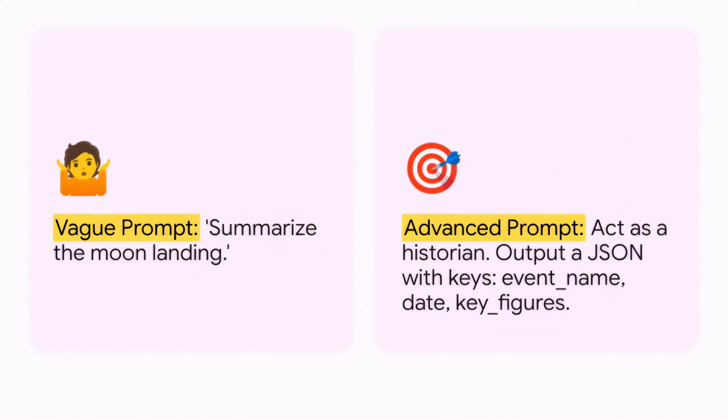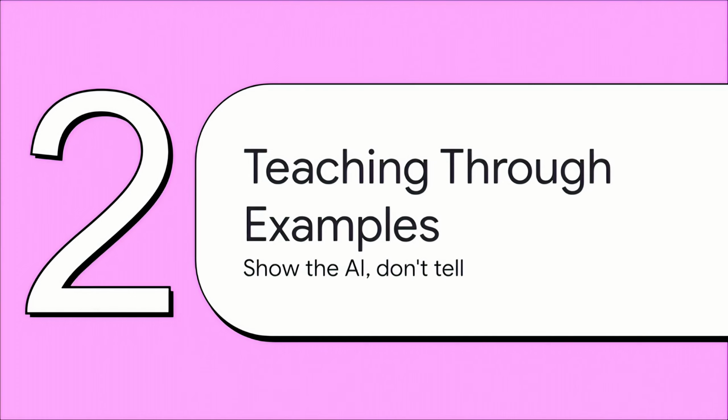And just look at the difference here. The vague prompt, summarize the moon landing, who knows what you'll get back, right? It's a total gamble. But the advanced prompt, it's in a whole other league. We've given it a role, a neutral historian, which locks in the tone. And even more importantly, we've set a constraint for the format, a JSON object. Now, that's not just to make it look fancy. It makes the output structured and predictable, ready to be plugged right into another program. The lesson here is crystal clear. Specificity is everything.